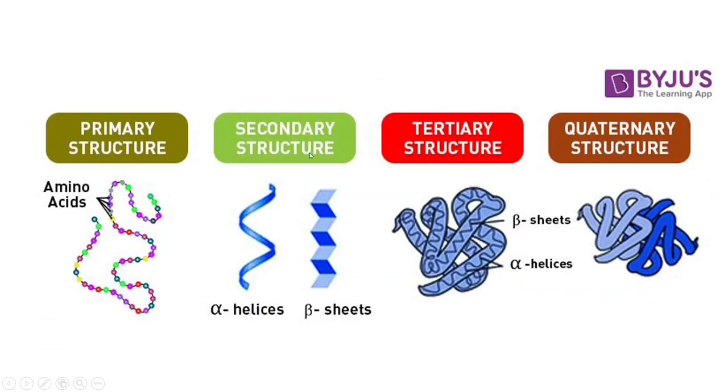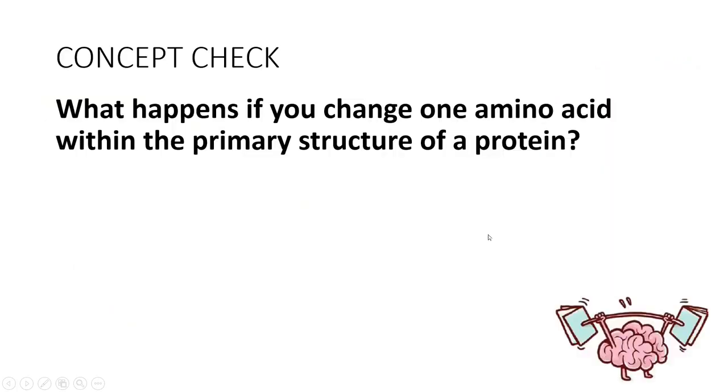Here's another picture of that, particularly showing the alpha helices and the beta sheets. And now you know the four levels of protein structure, and that answers the first question. And now we have also achieved the second objective, because we now know how these different levels of structures of protein have been achieved, as you can see over here. So let's now answer some concept checks.